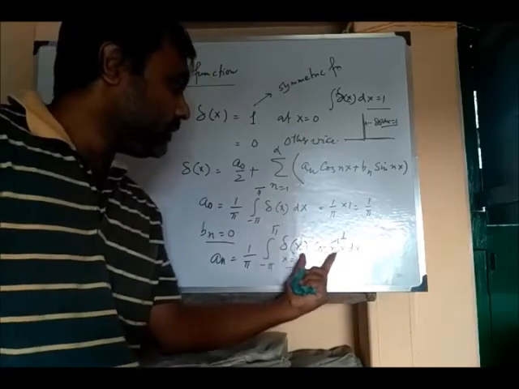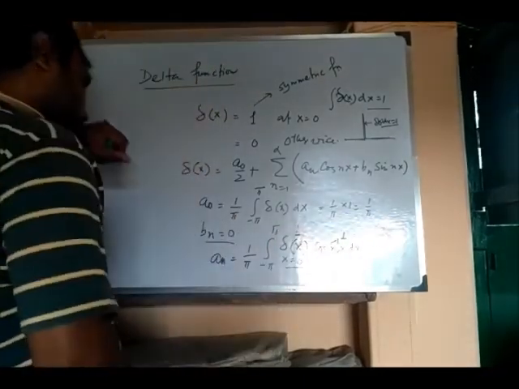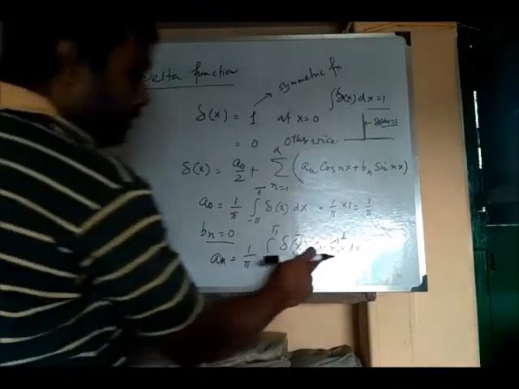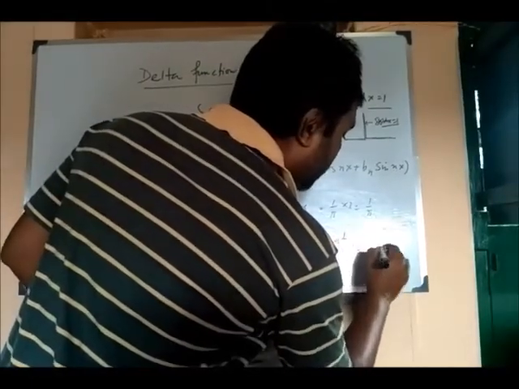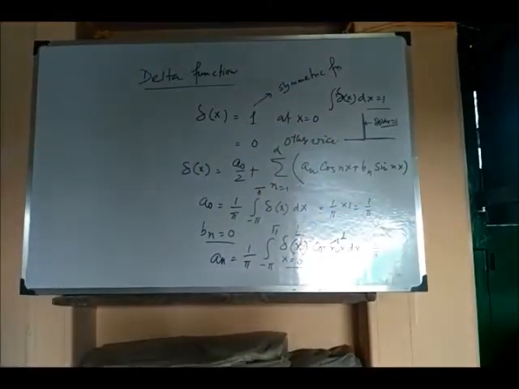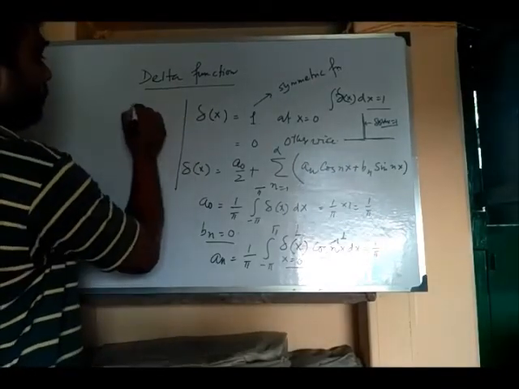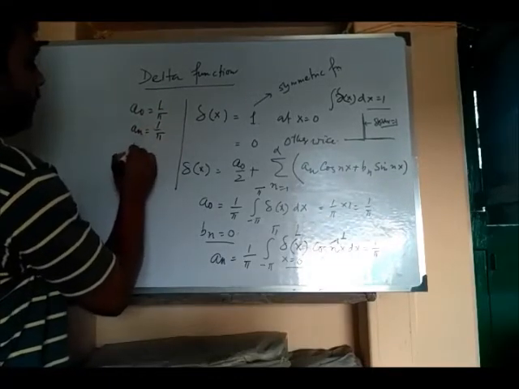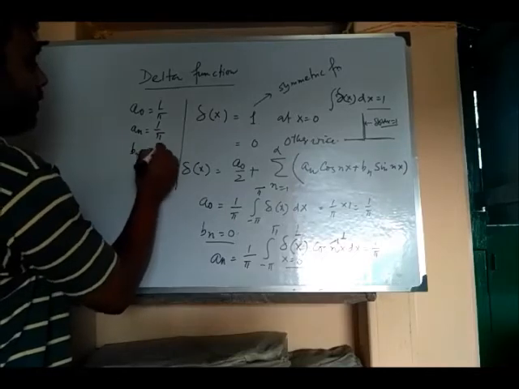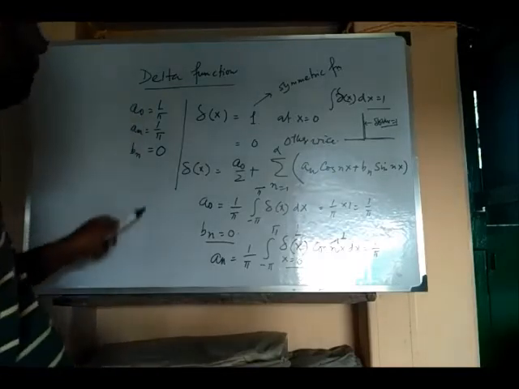So delta x times cosine nx: the value of the delta function is 1 at x equal to 0, and the value of cosine is also 1 at x equal to 0. So again, the term will be 1 upon pi. Okay, so for the delta function, what I will get is a0 equal to 1 upon pi, an equal to 1 upon pi, and due to the symmetric property of this function, bn equals 0. Now you expand this delta function in terms of these Fourier coefficients.